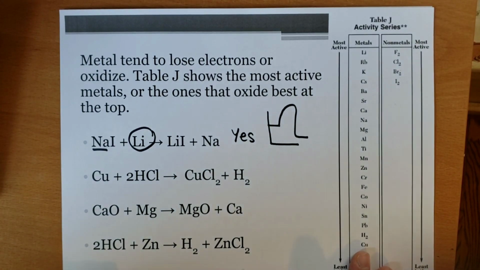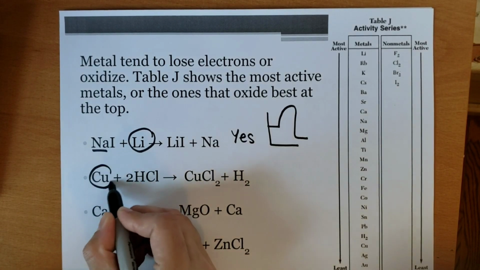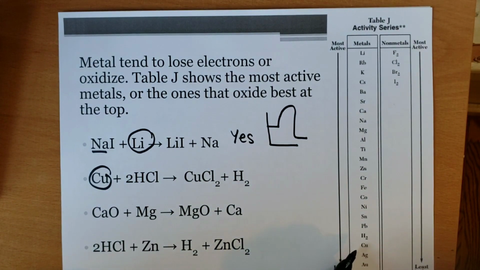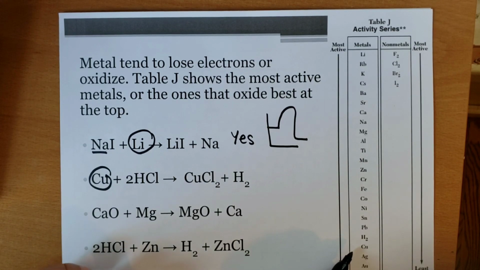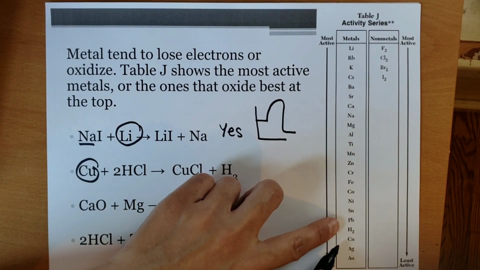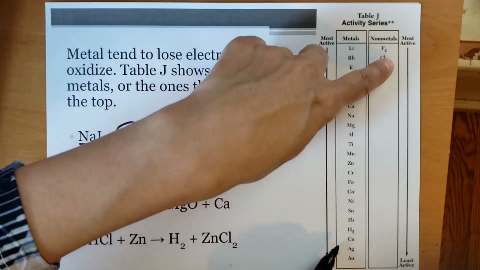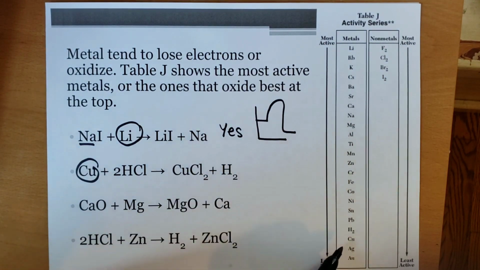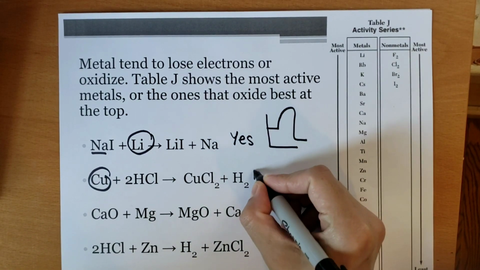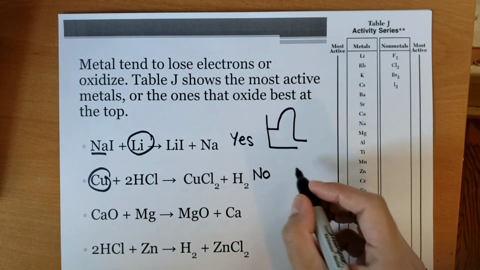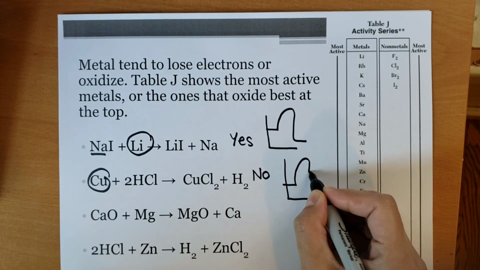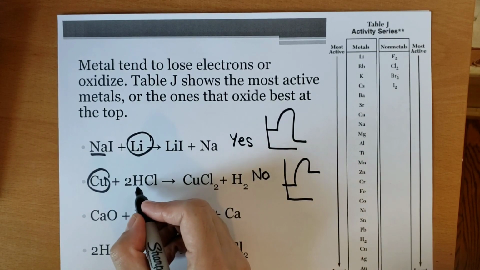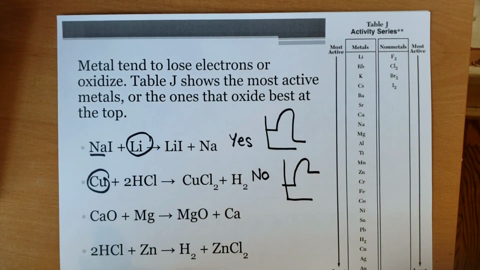Next step, we have copper. Here's copper. When I look at copper on my reference table, I can see it's down here. Copper, I'm going to have to compare with hydrogen because you cannot compare items in different columns. So copper is less active than hydrogen, so this reaction will not be spontaneous. This reaction is endothermic, meaning it has a potential energy diagram like this, and we'll have to write energy as a reactant here.